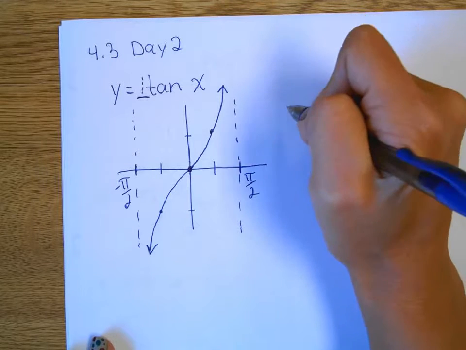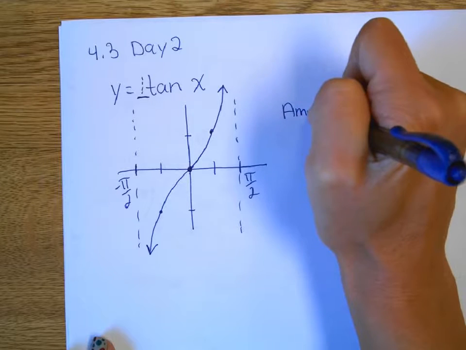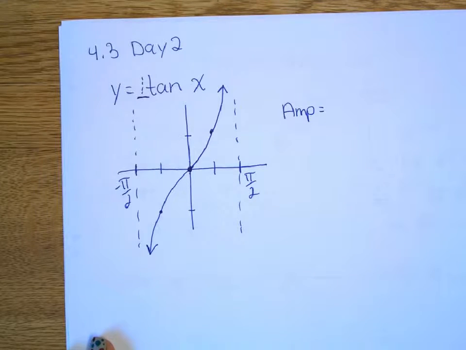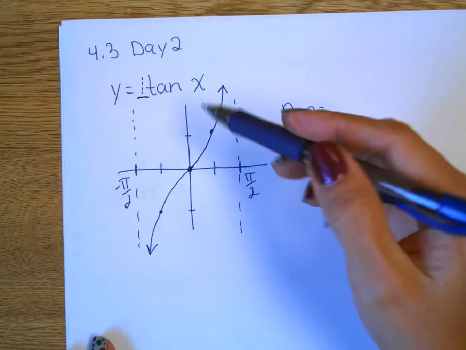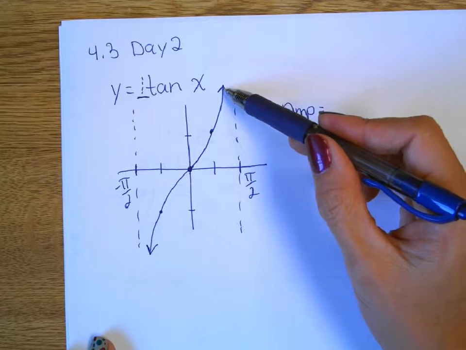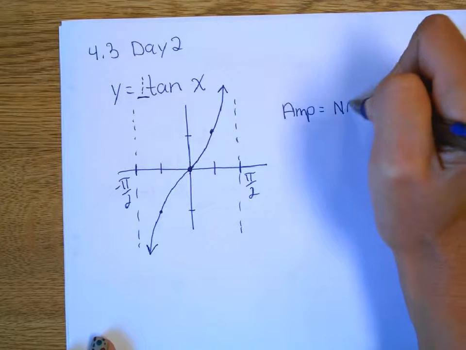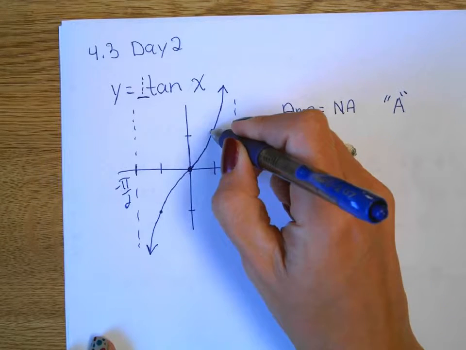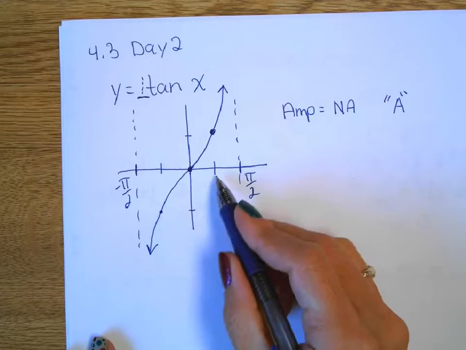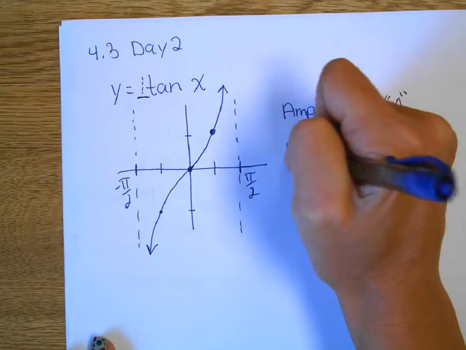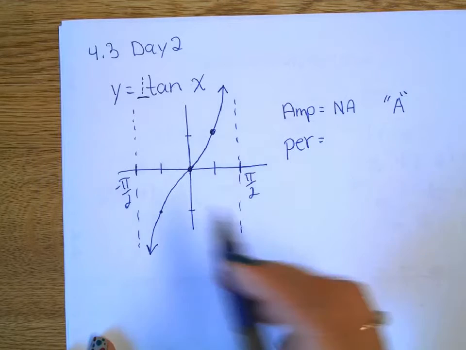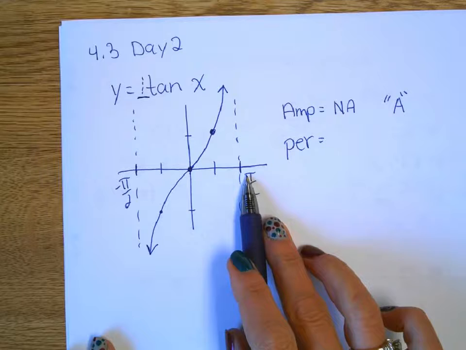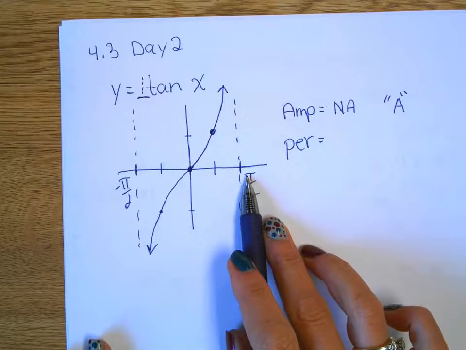So, what we want to know about tangent, its amplitude. Is amplitude still the definition of axis to the max? Can I measure the distance from the axis to this max value if it goes up forever? Undefined, so NA. But the A number is going to be on our graph. The A number affects the second and fourth value. Period. How far is it from negative pi over 2 to positive pi over 2? What's that distance? That's a distance of pi.